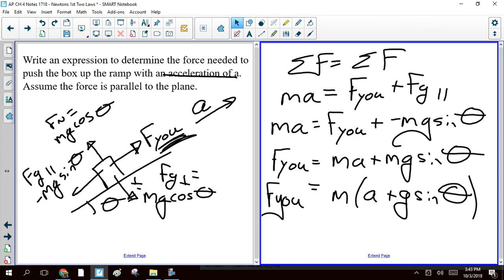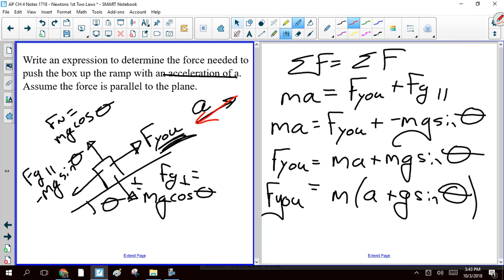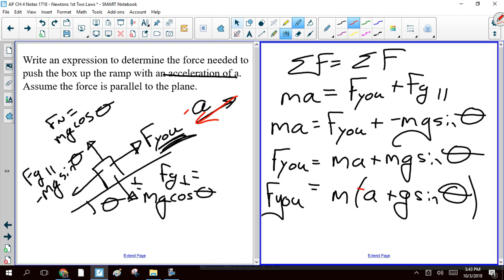Notice here our acceleration is positive because we wanted it to go up the ramp. If we wanted it to accelerate down the ramp with that acceleration, then we would have to say, oh, well, that means this acceleration's got to be negative. So you'd have to put a little negative sign there, right? Assuming that a represents the magnitude of the acceleration. But basically, you just need to make sure that this whole value here, this negative a, is in fact a negative value. Okay? So that's how you do that.